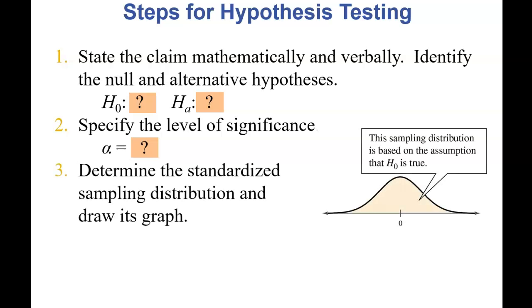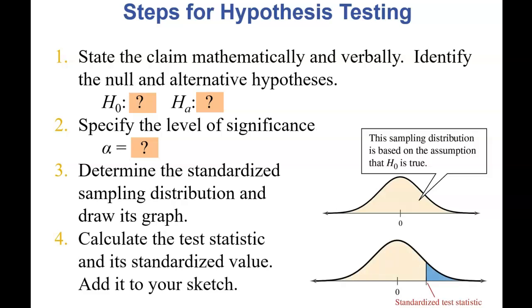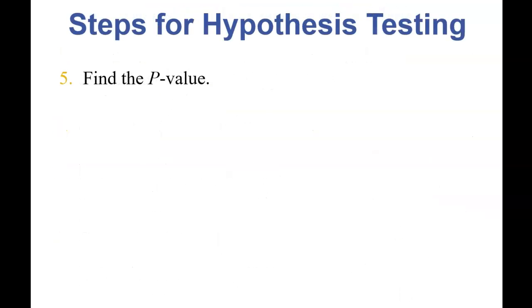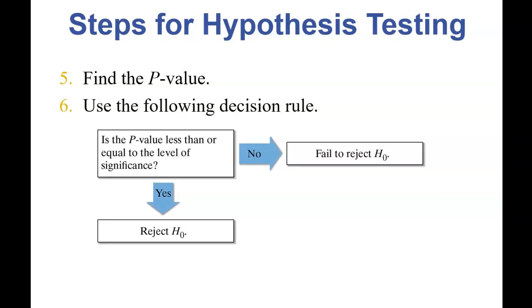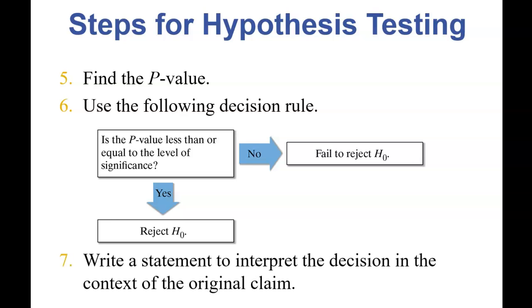Determine the standardized sampling distribution. Do the test statistic. We will be doing all of this in your StatCrunch, so you don't have to worry about any mathematical computations. You will find your p-value. Then you will decide, are you rejecting your H naught or you failing to reject your H naught? And then you'll write your statement to interpret your decision.